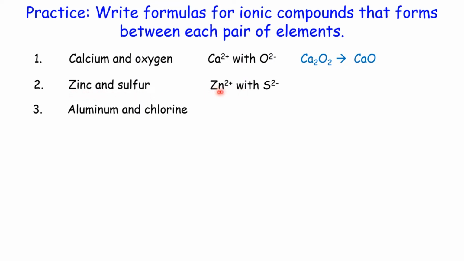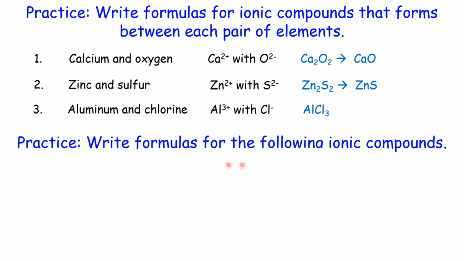Zinc and sulfur should be Zn2+, although zinc is a transition metal, it only forms a 2+ cation. And the sulfur is S2-, as we just mentioned a while ago. So again, charges become subscripts, reduce, ZnS, zinc sulfide. Aluminum and chlorine, you need to remember aluminum has to be Al3+, and chlorine, that's a halogen, always forms a -1 charge, so we have Al3+ and Cl-. Charges become the subscript of the other ion, and this one is already in the smallest whole number ratio, so the name is simply aluminum chloride in this case.